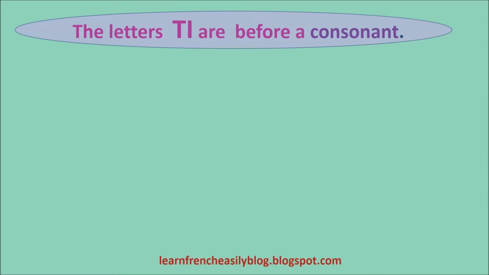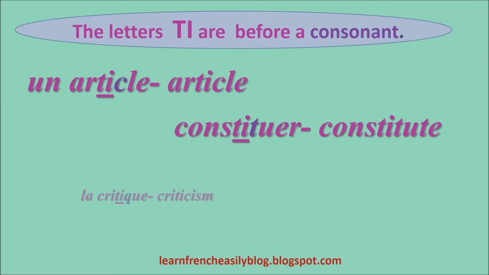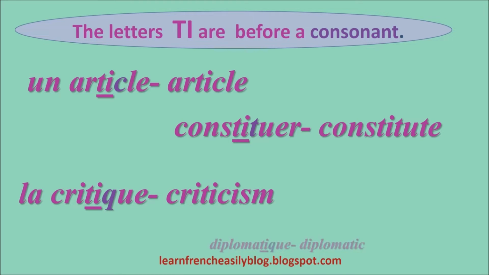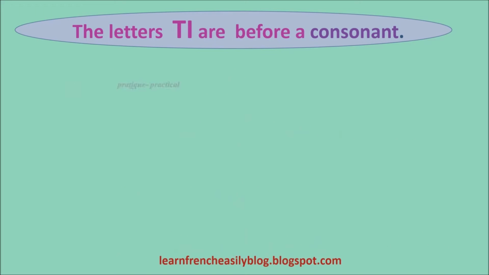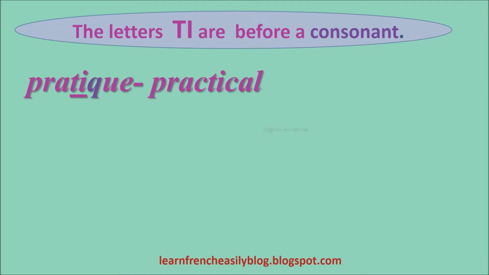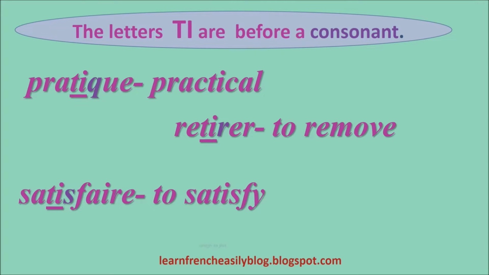If the letters TI are before a consonant, they are pronounced T. T like time and E like Italy. T. Let's have a look at some examples. Un article. Constituer. La critique. Diplomatique. Pratique. Retirer, satisfaire, sentir.